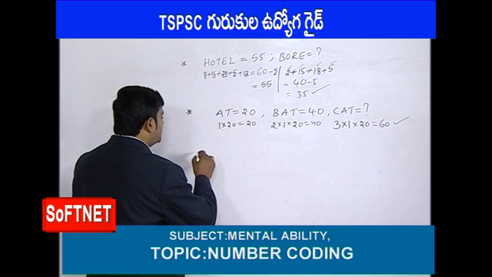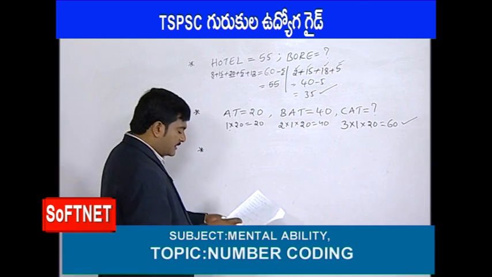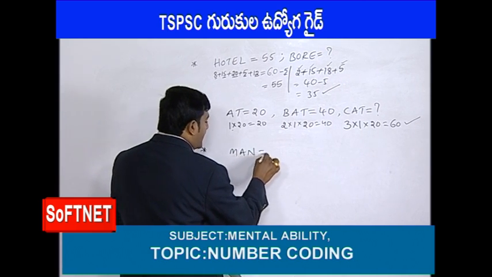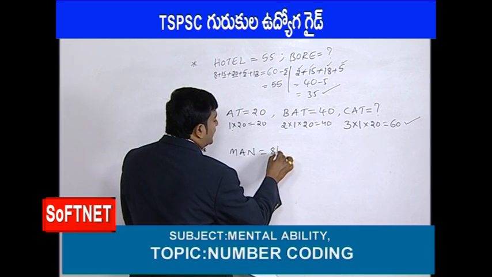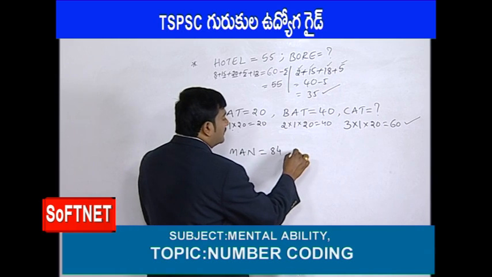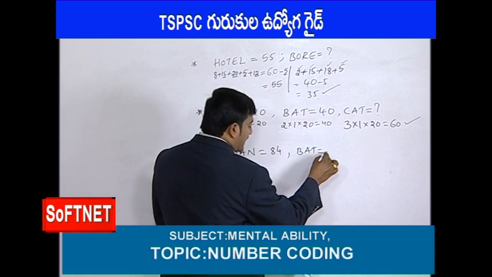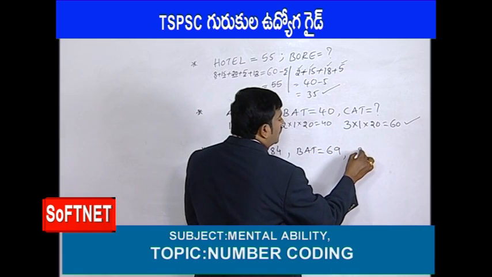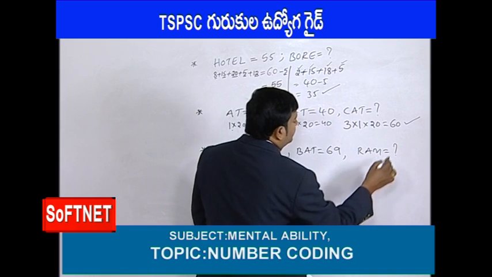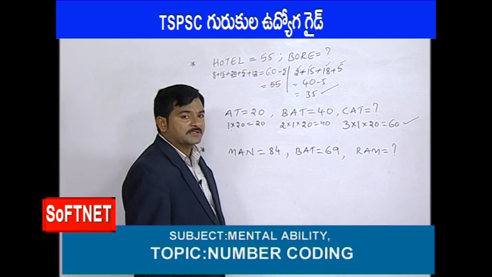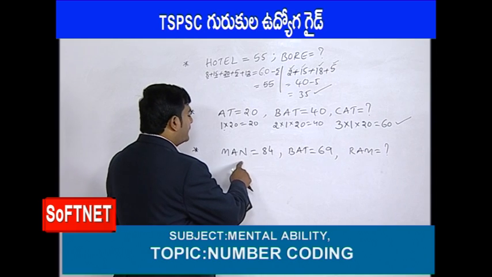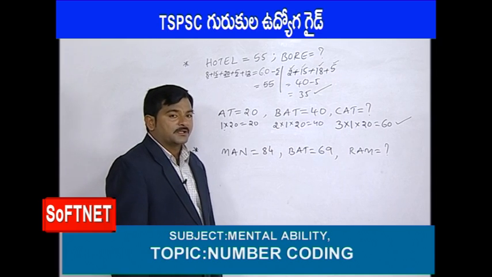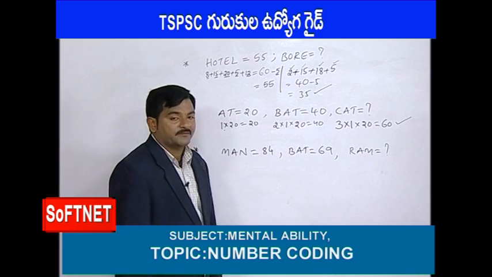Okay, now similarly we can take one more example. In a certain code language, for example, MAN, man, is written as 84. Similarly BAT, bat, is written as 69. Then what is the code for the given word RAM? I repeat the complete question once again. In a certain code language, man means 84, bat means 69. Then he asked to find out the code for the given word RAM.